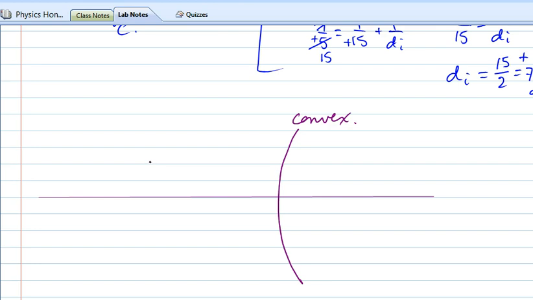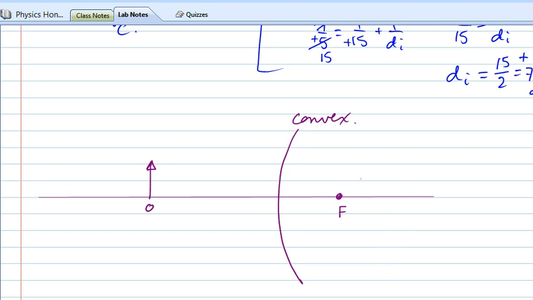So again, let's have an object right here, and a convex mirror has a negative focal length, so that means that the focus is on the opposite side. So no light actually comes over to this zone on the right of the mirror. No light actually reaches because it's bouncing off the mirror.